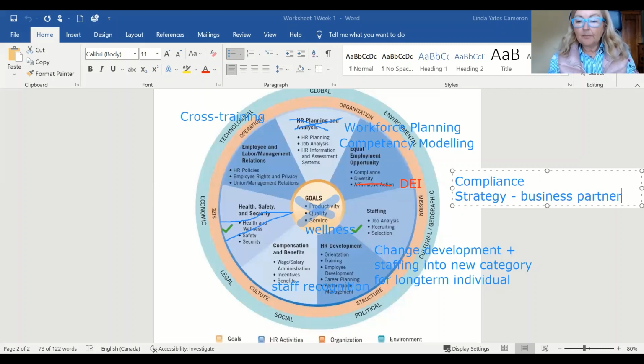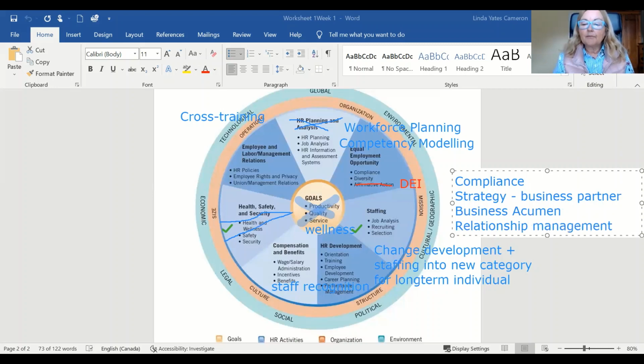So having in the competencies, they talked about business acumen. So that's really understanding what's going on. And the other, relationship management. Human resources is a consultant. And so being able to manage relationships with managers and to demonstrate that what we're doing is of value is a really important piece. So those are some of the words that I was thinking of to replace the goals of productivity, quality, and service. Does anybody want to comment on any of those?